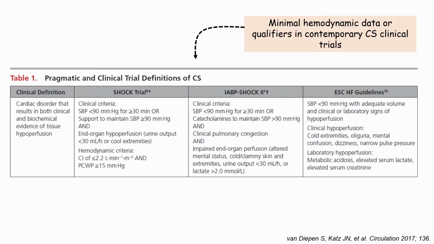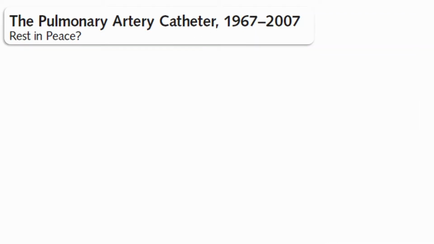You've heard this before, you'll hear this again throughout these discussions today and tomorrow, that there's minimal hemodynamic data and qualifiers that have thus far been present as inclusion criteria or exclusion criteria in our contemporary cardiogenic shock trials. This just looks at the seminal shock trial, the IABP shock 2 trial, and at the time the ESC heart failure guidelines. And again, part of that's due to the fact, and you may not know this, but we put the PA catheter to rest years ago.